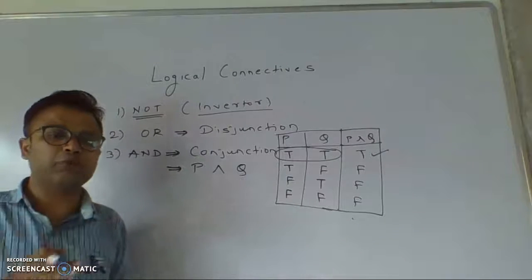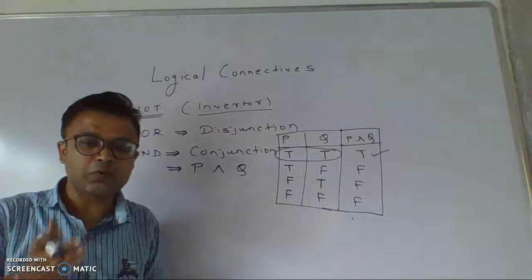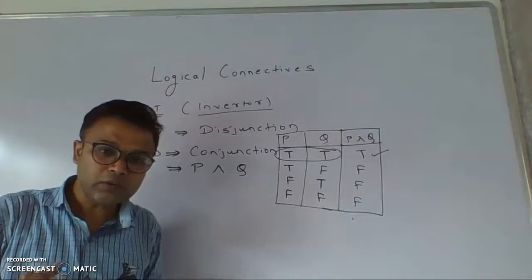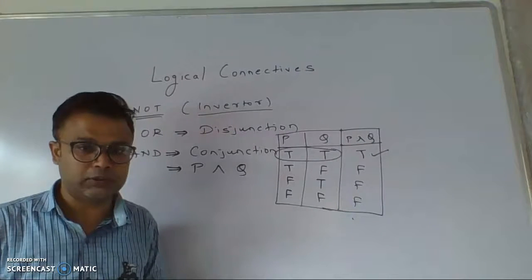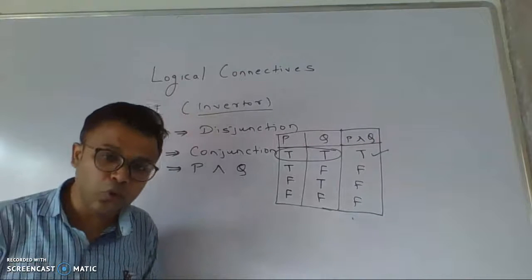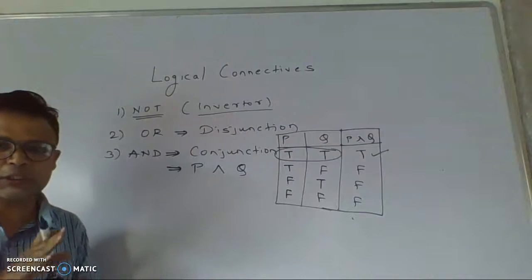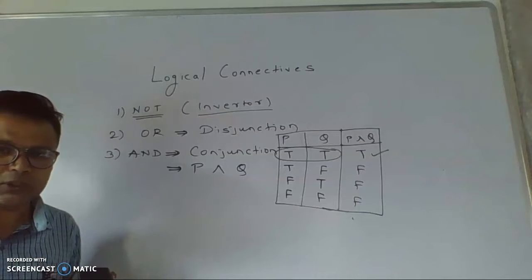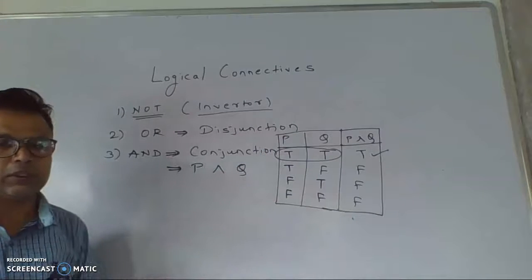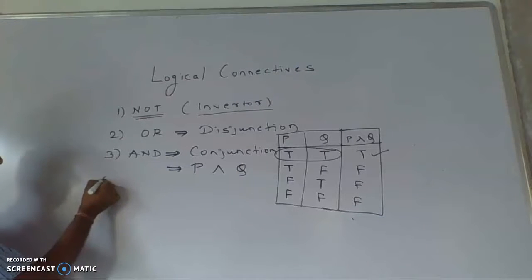This is exactly opposite to your OR. In OR, or in disjunction, what was the case? The disjunction is false when all the statements are false. Whereas conjunction is true whenever all the statements are true. Otherwise it is false. Got it? So this is about your AND operation. Now the next logical connective is XOR.